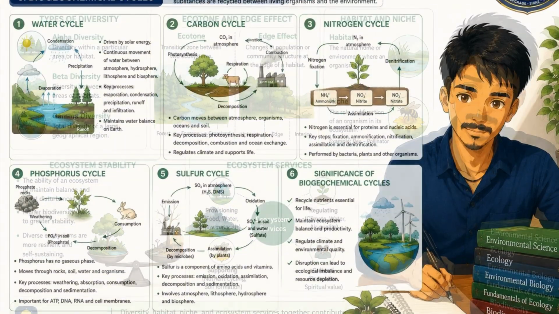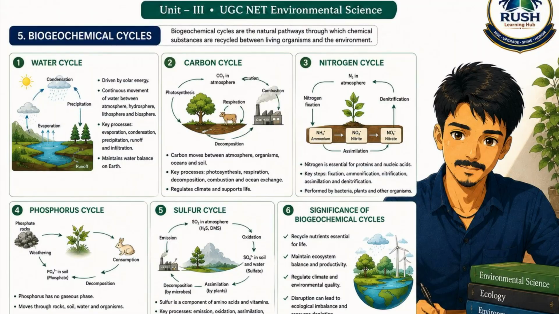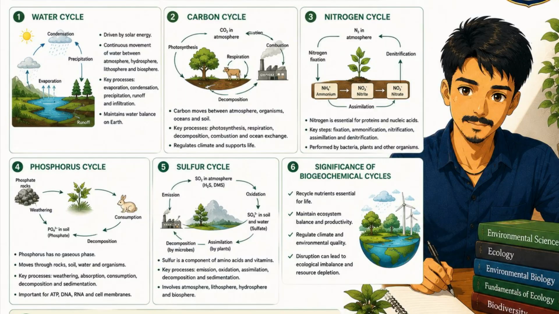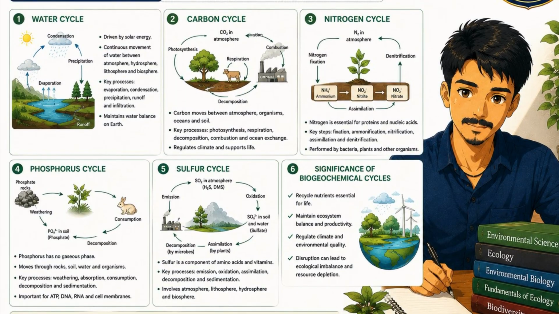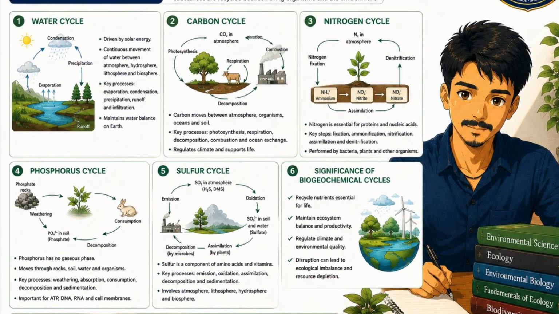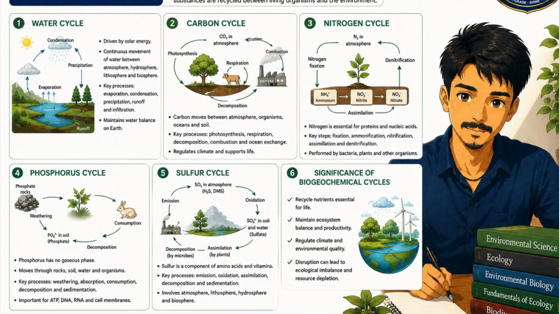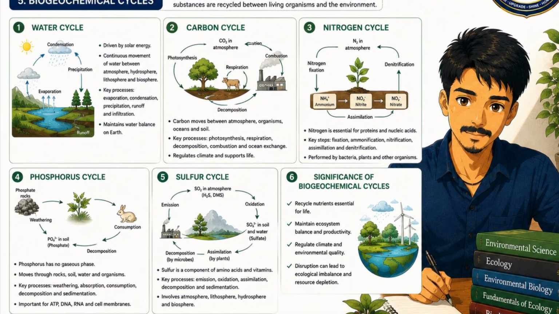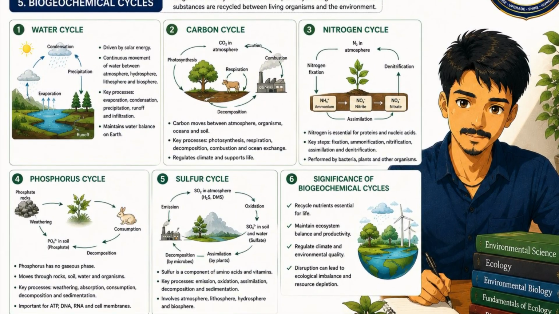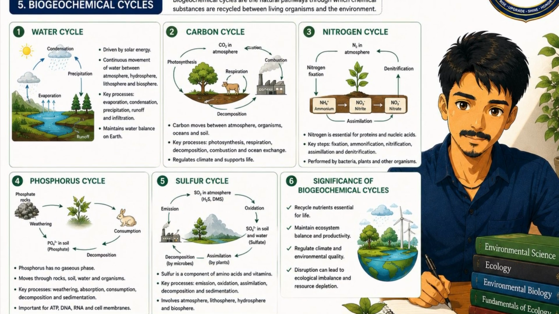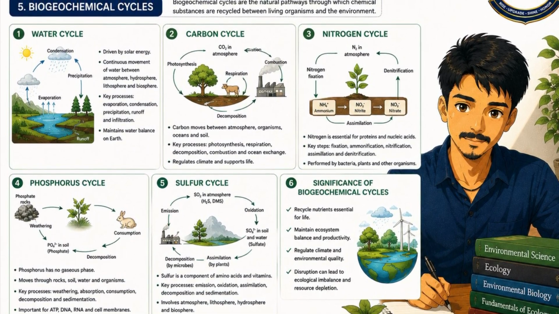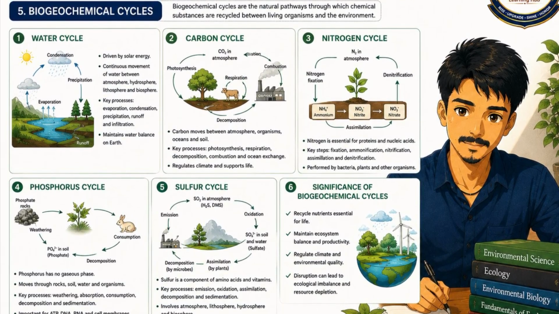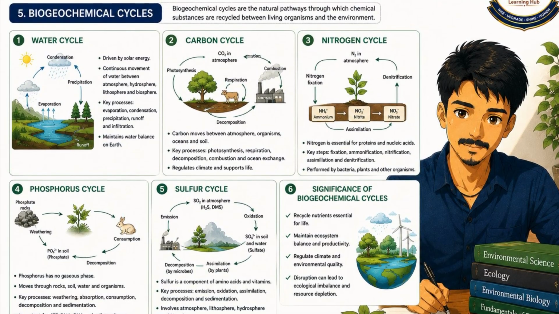Now, let us discuss one of the most important ecological processes in environmental biology, namely biogeochemical cycles. Biogeochemical cycles are the natural pathways through which essential chemical elements and nutrients are continuously circulated between the living and non-living components of the environment. The term biogeochemical is derived from three words: bio meaning living organisms, geo meaning earth, and chemical referring to the movement of elements. These cycles maintain the availability of nutrients and ensure the continuity of life on Earth.